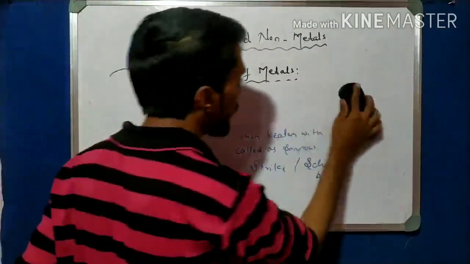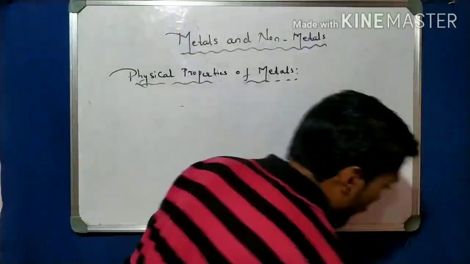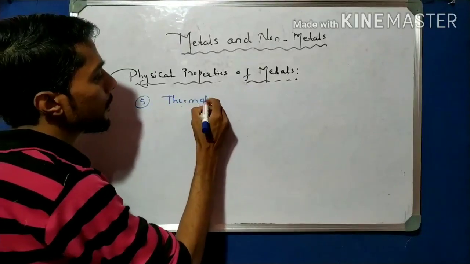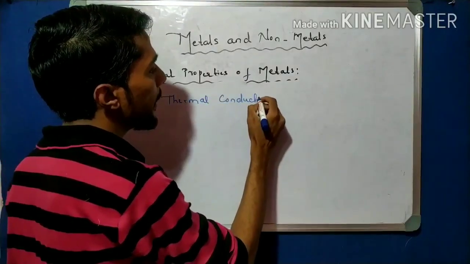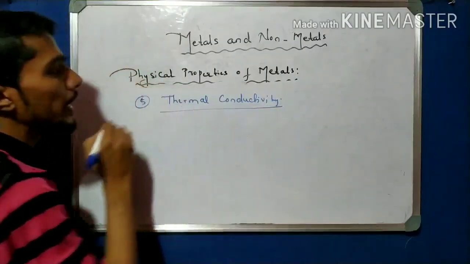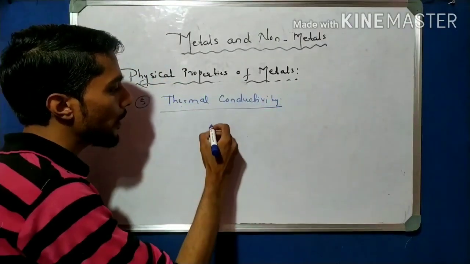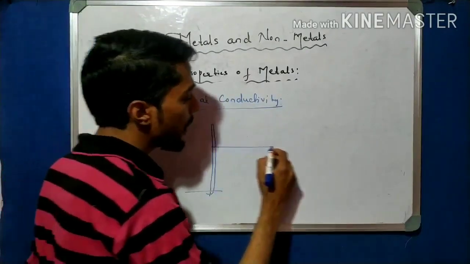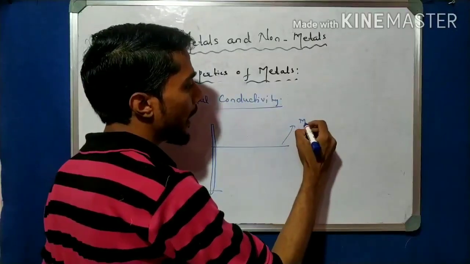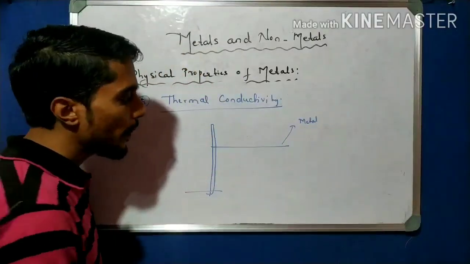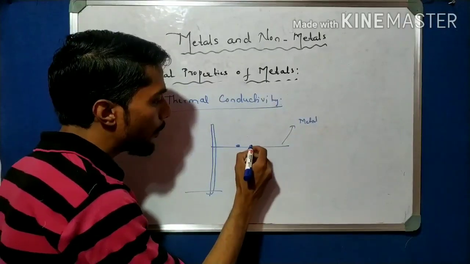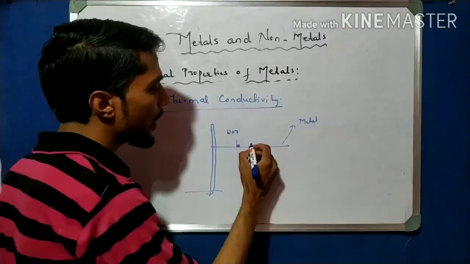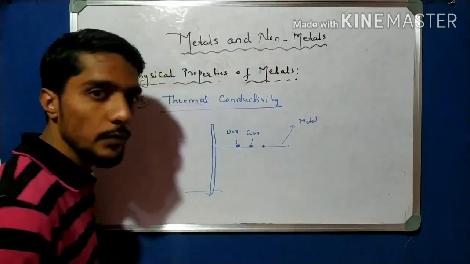So come to the fifth property, called thermal conductivity. Here, see what happens. For example, I take a stand and I fix a metal, any metal. And I take wax here. I put wax on this, candle wax.